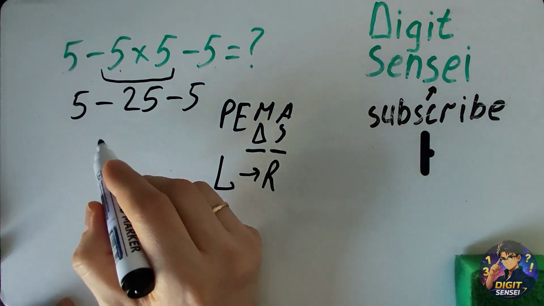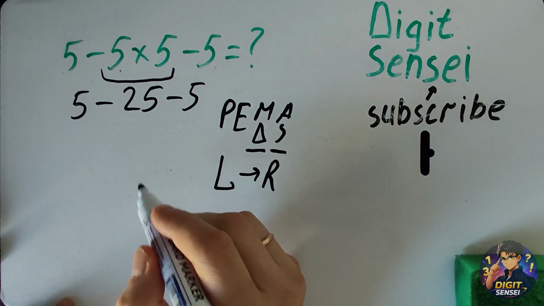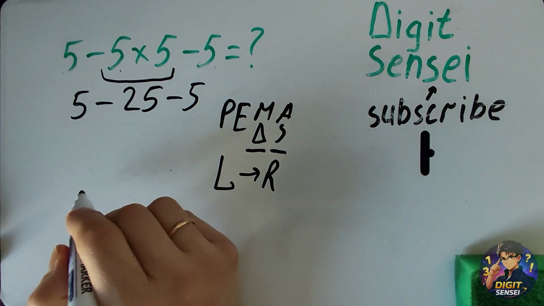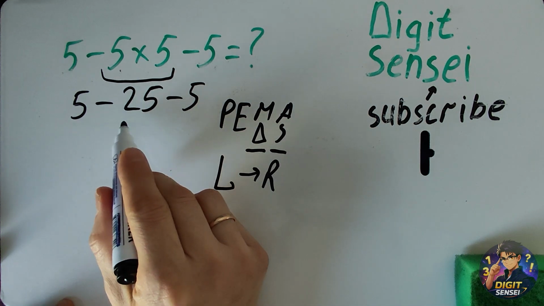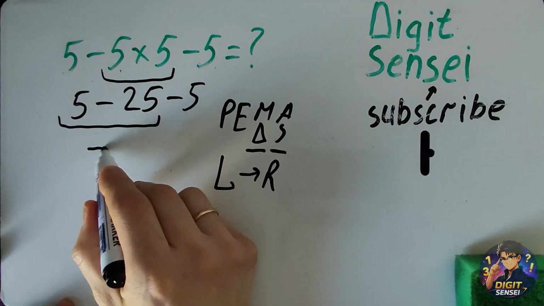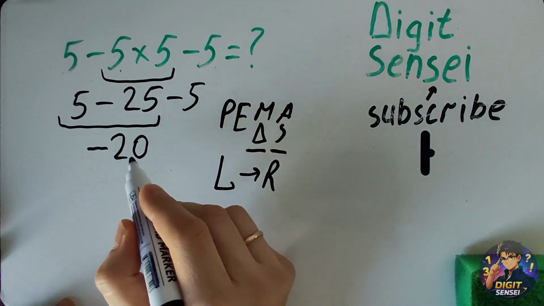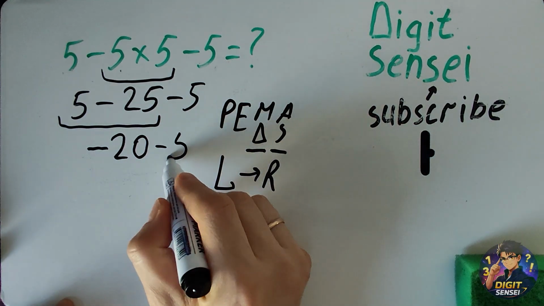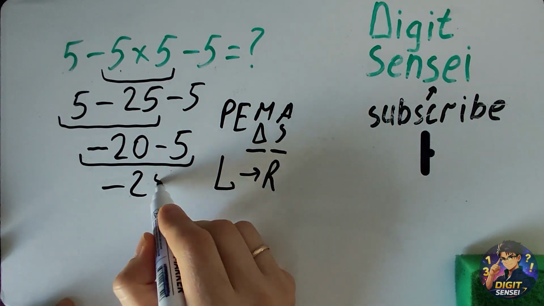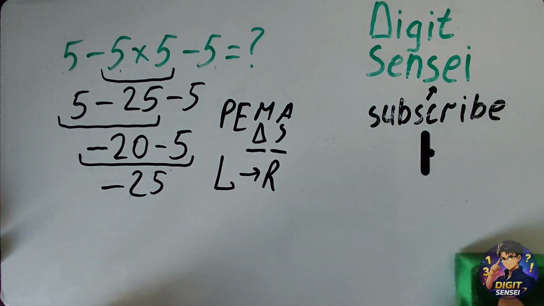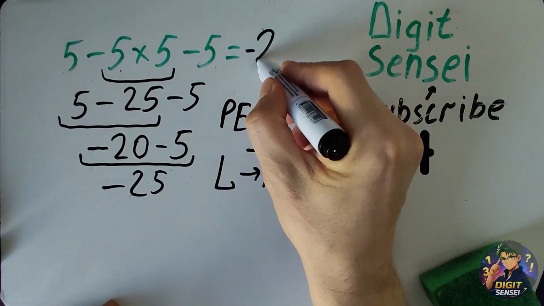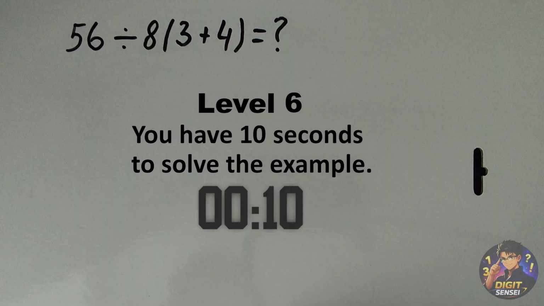Now we have two subtractions, and when we have more than one subtraction in an expression, we have to go from left to right. So here, first we have to do this subtraction. 5 minus 25 equals negative 20. So negative 20 minus 5 gives us negative 25. And this is our final answer to this problem. The correct answer is negative 25.